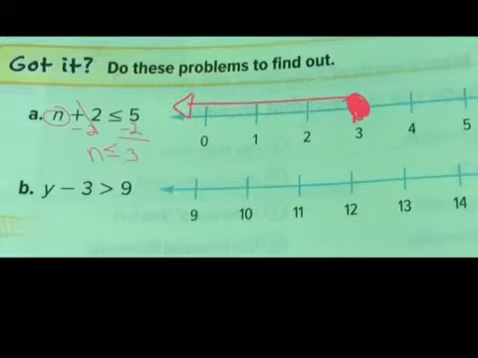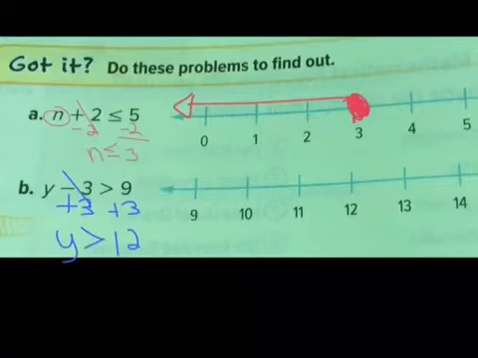Alright, let's try y. To isolate the y, I have to get rid of this negative 3, so I add 3. I use the addition property of inequality, and I add 3 to this side as well. This side becomes 12, and this is gone, and now I have my y. My y has to be greater than 12 for this statement to be true. For example, if it's 13, minus 3, this side would be 10, and 10 is greater than 9, so that is true.